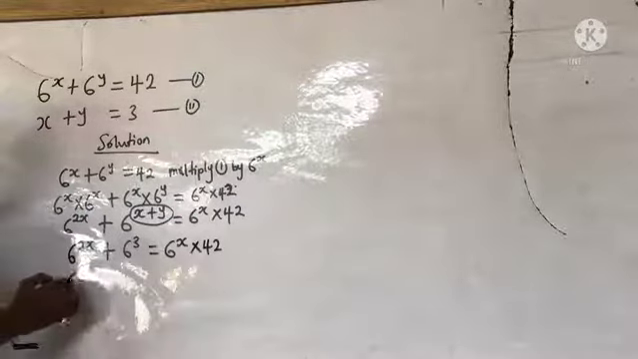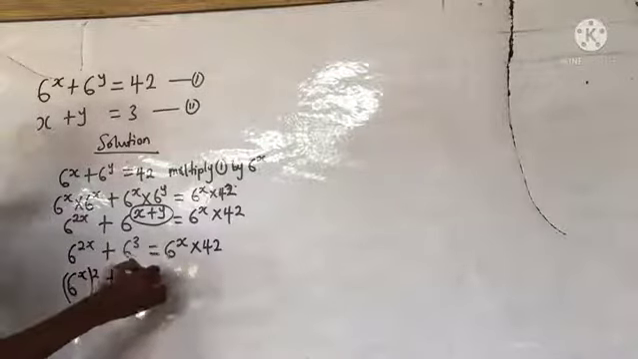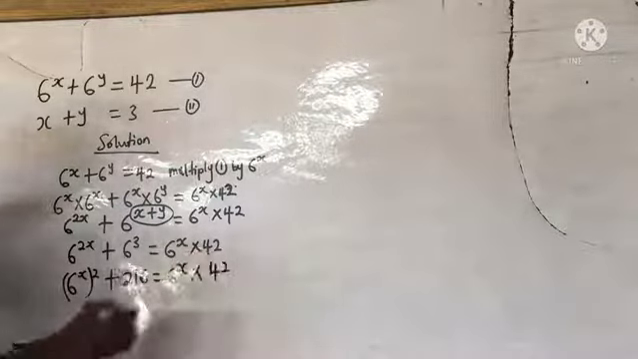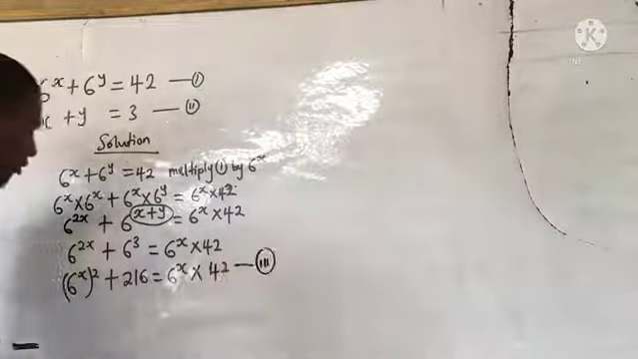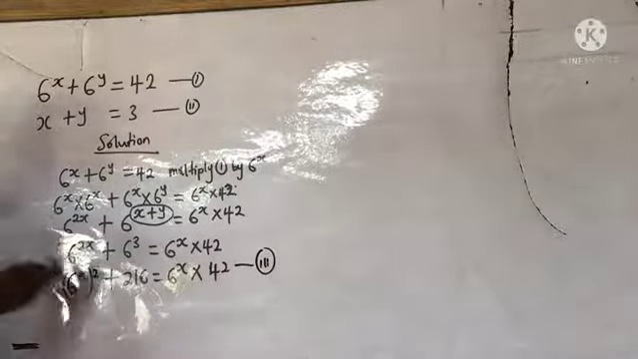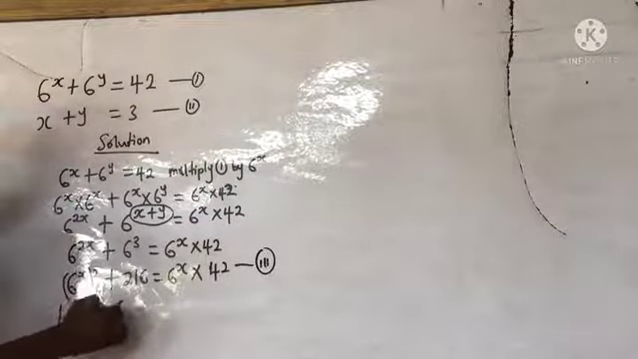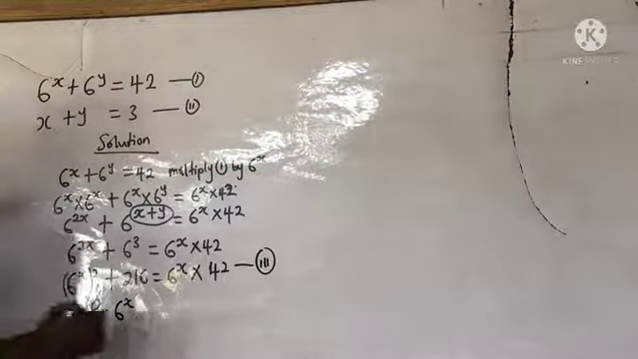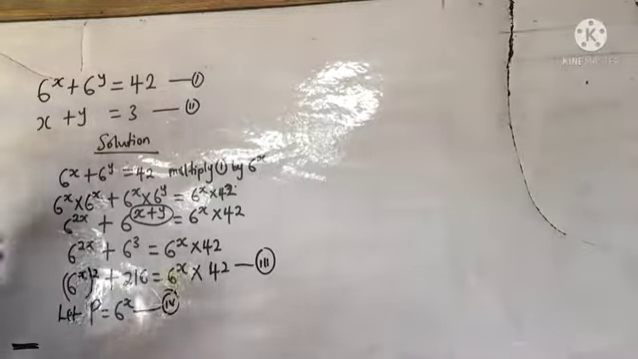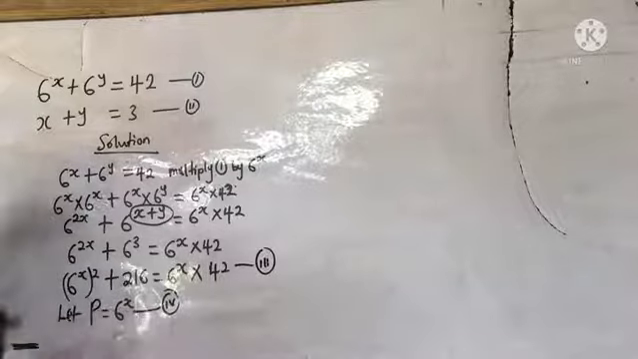As well, I can write this as 6 raised to the power of x, all raised to the power of 2, plus 216, then 6 raised to the power of x multiplied by 42. Now let me call this equation 3. In this equation 3, I want to represent another variable in terms of 6 raised to the power of x. So I can just say let p be 6 raised to the power of x. Let's call this equation 4. So anywhere you see 6 raised to the power of x in equation 3, you should represent that with p. That is the meaning of equation 4.